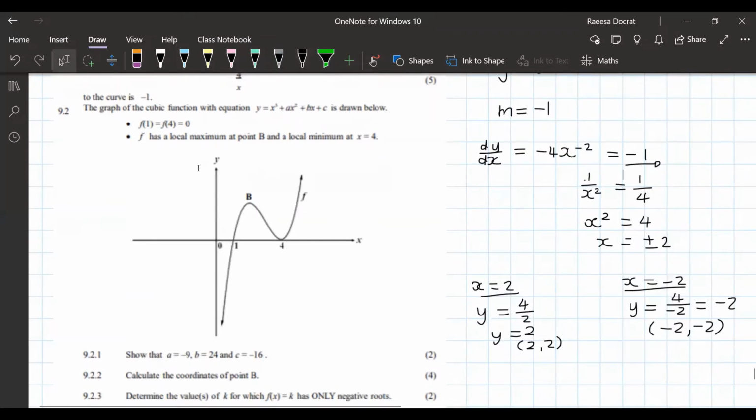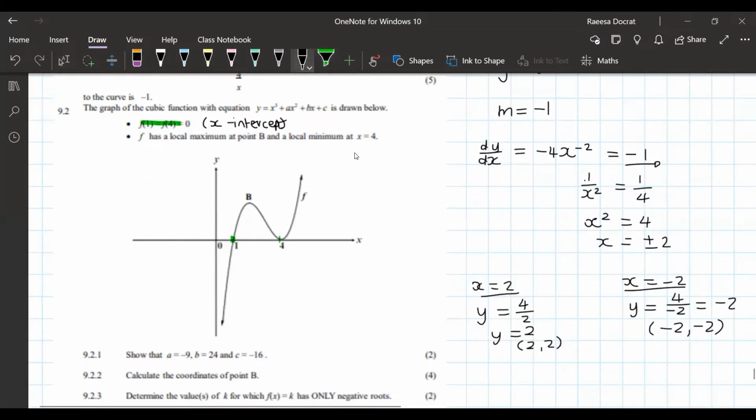So it says you have a cubic function with the equation y is equal to x cubed plus ax squared plus bx plus c, and it's drawn below. So we have f of 1 is equal to f of 4, which is equal to 0. So that's giving us our x-intercepts. So it's saying that we have x-intercepts at 1 and 4. And if you look at the graph, that's exactly what you can see. At 1 and at 4, we have our x-intercepts.